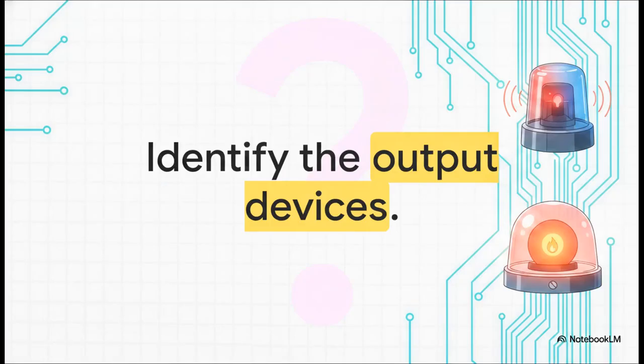Time to test those observation skills again, cadets. Look over at the far right of the circuits. What are the two output devices, shared by both setups, that will actually alert the Academy if there's an intrusion or a fire? Pause and think about it.